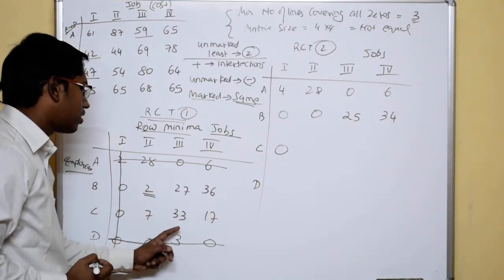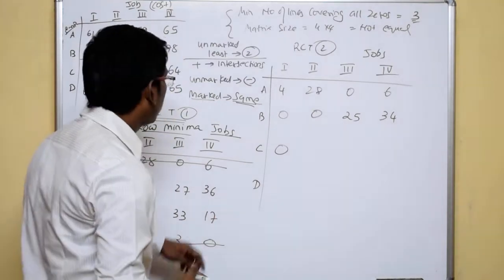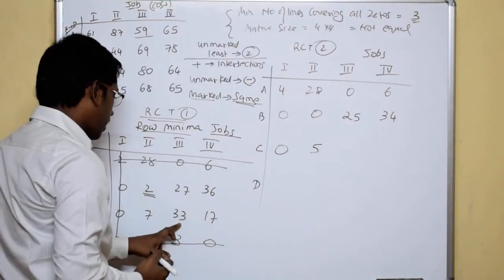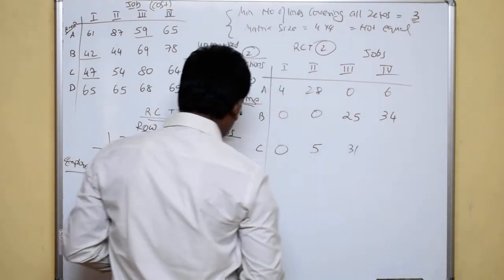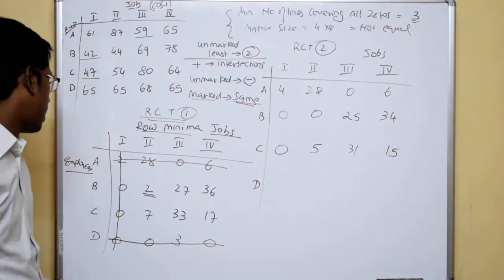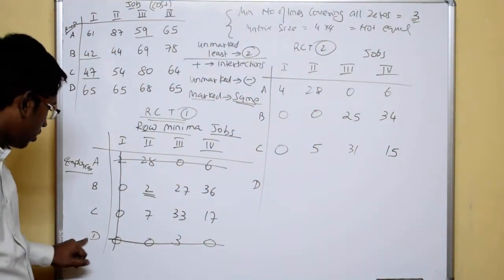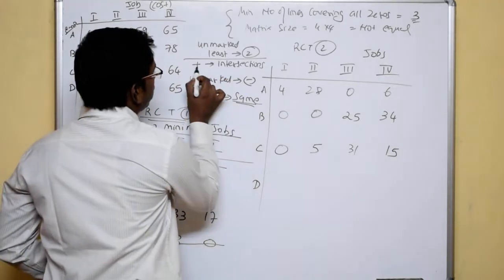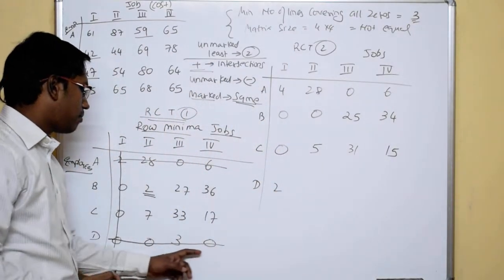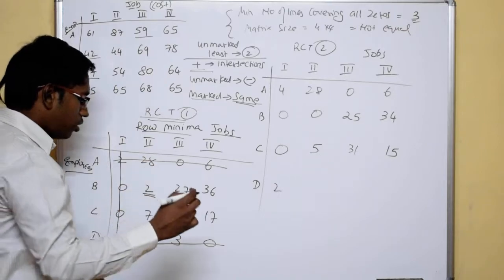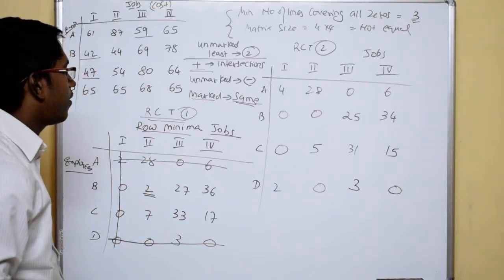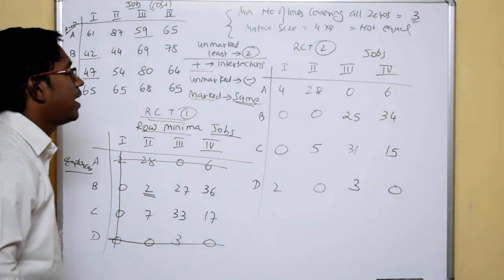These 3 numbers, 7, 33, 17, are unmarked. So if it is unmarked, we subtract. 7 minus 2 will be 5. 33 minus 2 will be 31. And 17 minus 2 will be 15. The last row, we have an intersection here. So with 0, wherever there are intersections, we add. So 0 plus 2 will be 2. All these 3 numbers will remain the same because these are marked. So 0, 3, 0.